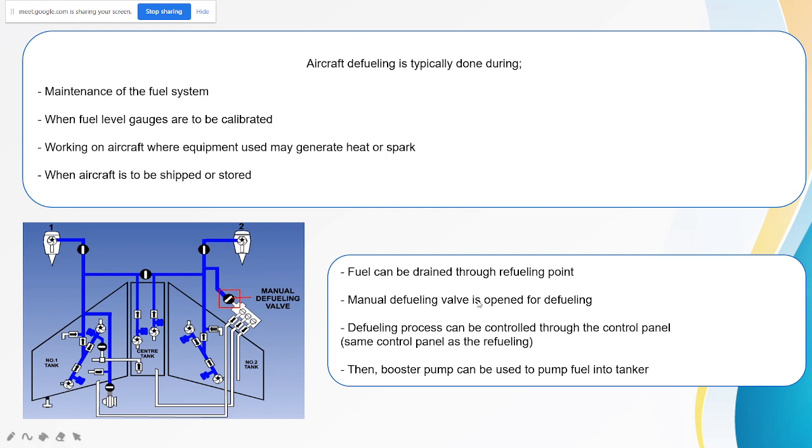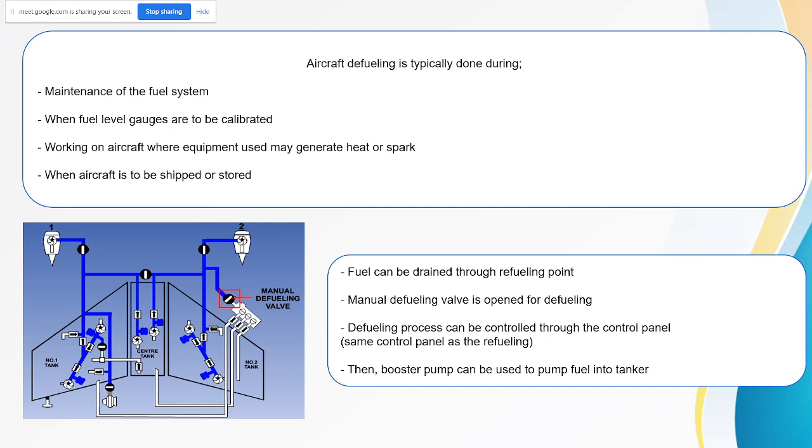Fuel can be drained through the refueling point, the same point we use for refueling. This point is sometimes also called the refueling and defueling point. As we can see from the picture, there is a manual defueling valve that is located near the refueling or defueling point.